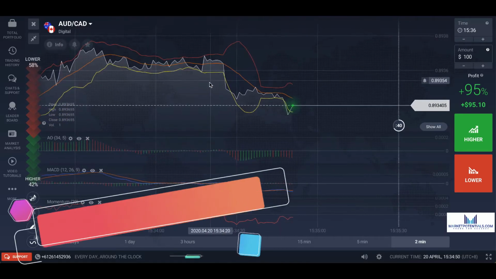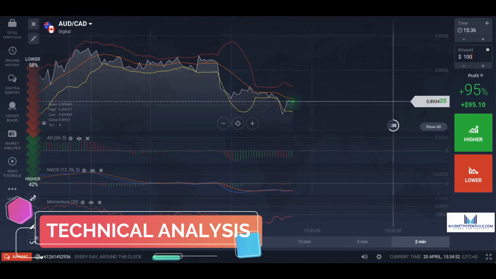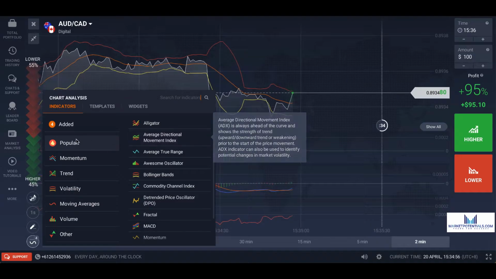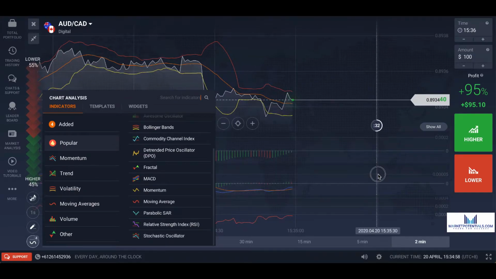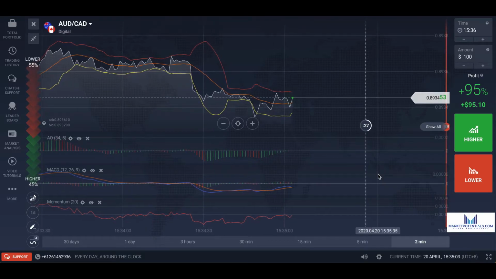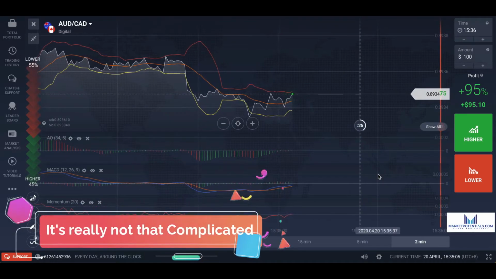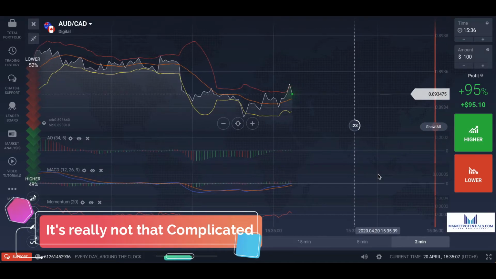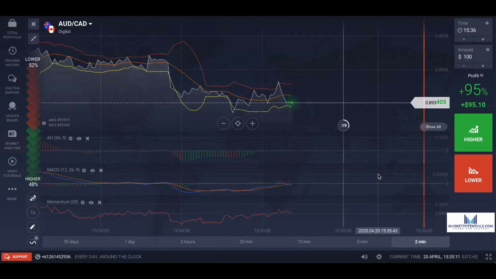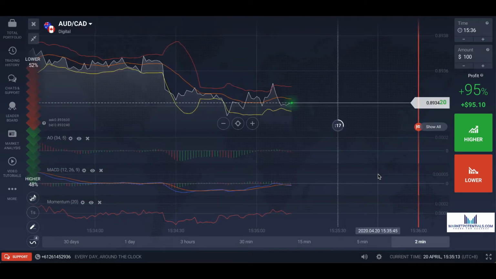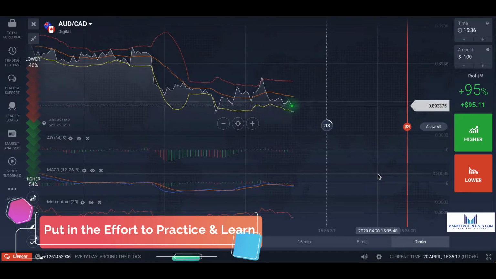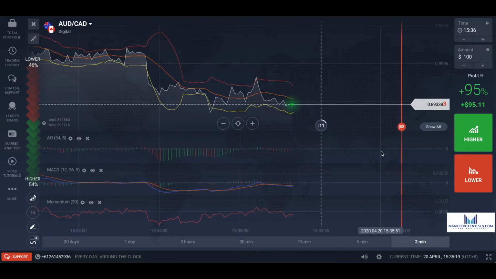I've got the Bollinger Bands here, the Awesome Indicator, MACD, and the Momentum. Now, these are all fairly simple, straightforward indicators which you can access from the popular section here. Now, guys, if you're entirely new to this, don't worry about it. This is not really rocket science as some people make it out to be. All you've got to do is basically learn, and you can do a quick Google search. I'm pretty sure that within 1 to 2 hours, you'll be able to get an idea of what you're looking at.